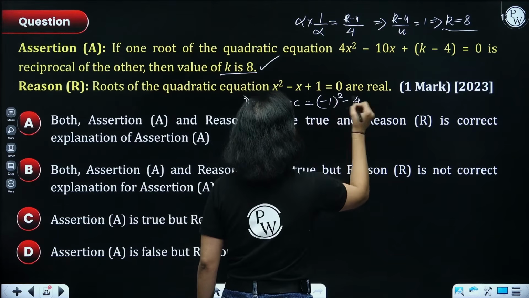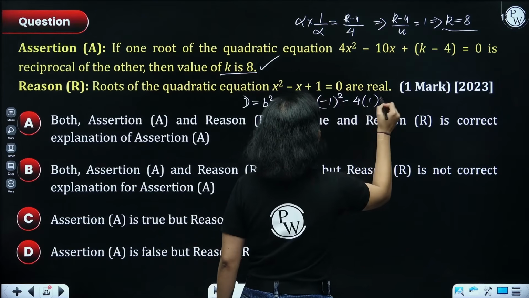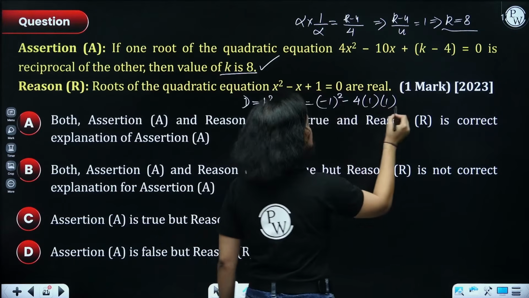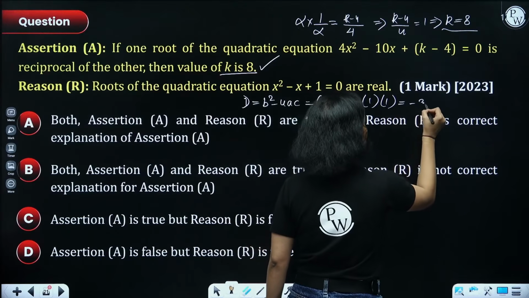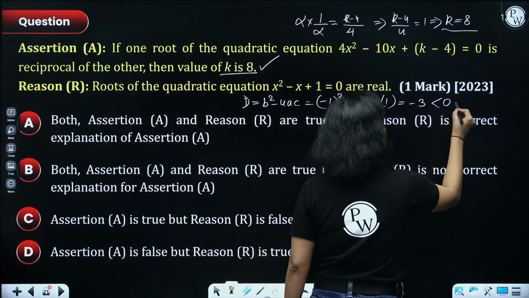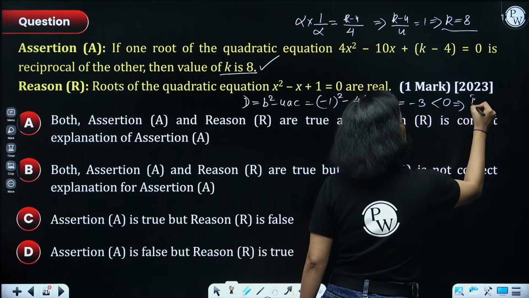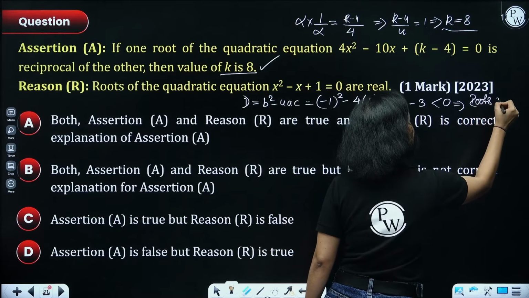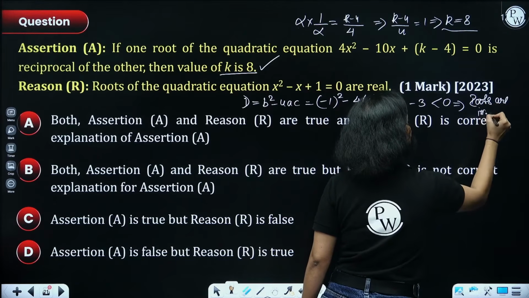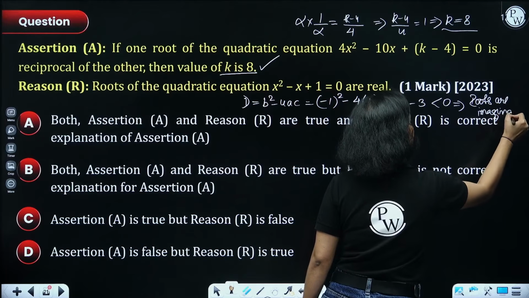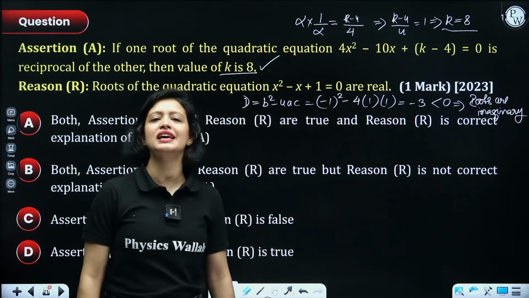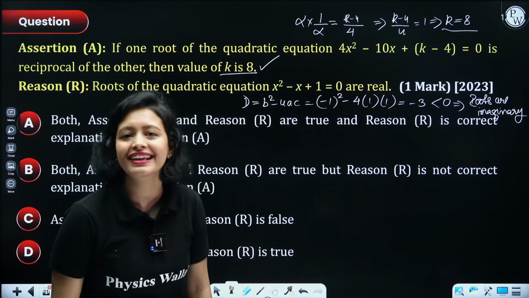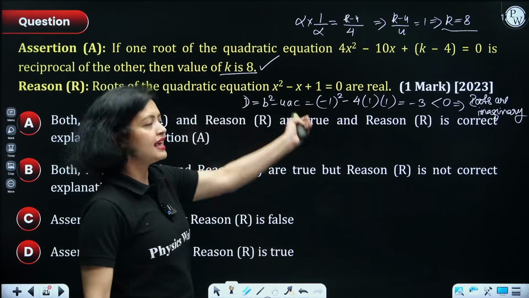minus 4 into 1 into 1, right? So, this comes out to be what? 1 minus 4, which is negative 3. Now, negative 3 is clearly less than 0, and that tells us the roots are imaginary. Yes or no, everyone? If the discriminant is less than 0, then the roots are imaginary, the roots are not real.